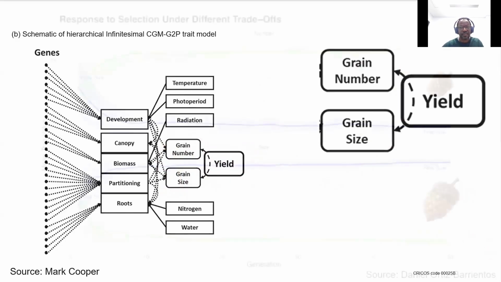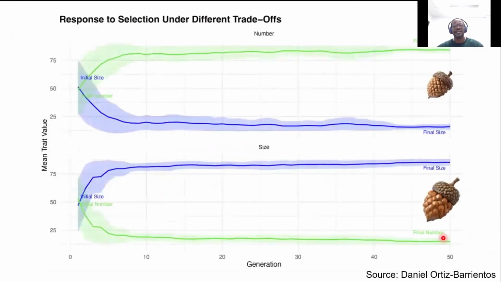We saw some presentation recently by Daniel, and he showed this diagram, which I also borrowed, and just to illustrate, there's a trade-off in many crops, especially for grain number and grain size. This diagram just shows the selection response under different trade-offs, in that if you increase your grain numbers, chances are that you are decreasing your grain size. So you may get a genotype with higher numbers, but the size of those grains will be smaller.